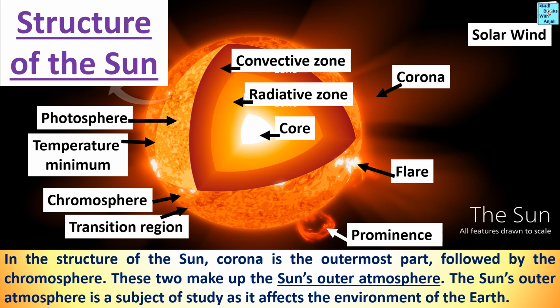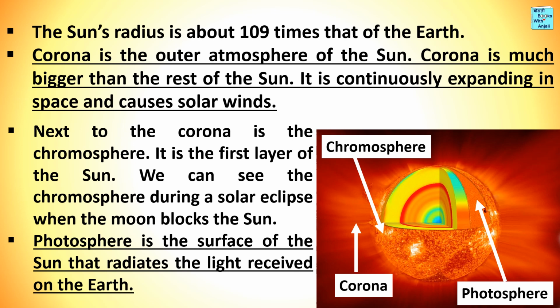In the structure of the sun, the corona is the outermost part, followed by the chromosphere. These two make up the sun's outer atmosphere. The sun's outer atmosphere is a subject of study as it affects the environment of the earth. The sun's radius is about 109 times that of the earth.